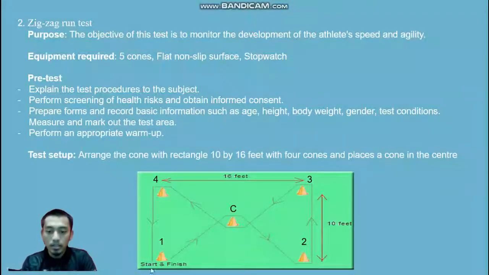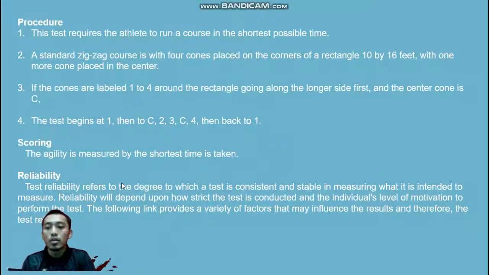It's like this. The subject will start here and then run to C, then go to cone 2, and then run to cone 3, and back to the center cone C, and run to cone 4, and go back to the starting point within shortest time as possible. The scoring is measured by the shortest time taken.